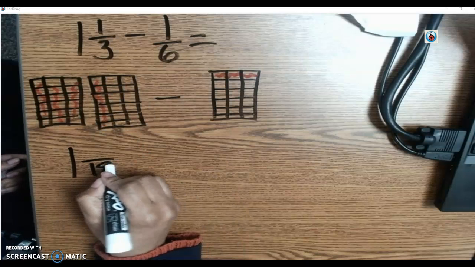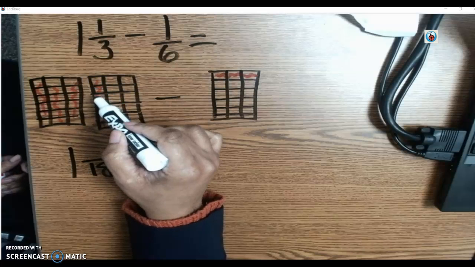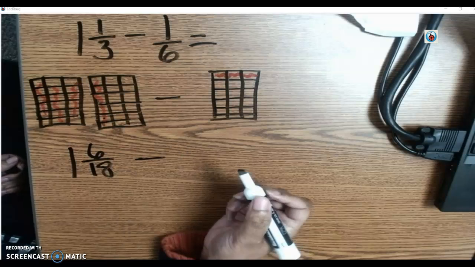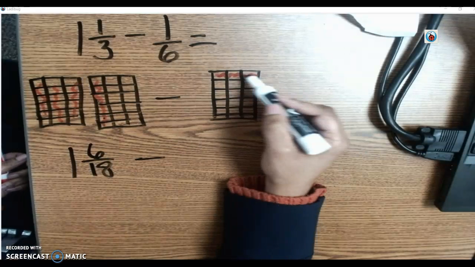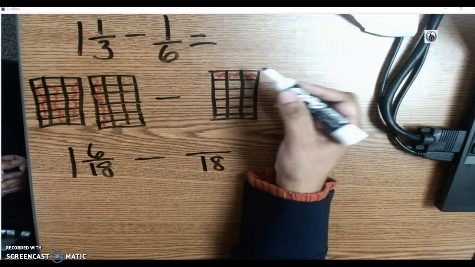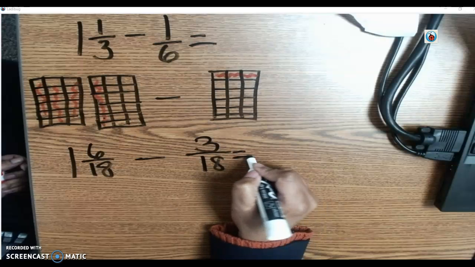3 times 6 is 18. And then we just count. How many are shaded? 1, 2, 3, 4, 5, 6. Minus 3 across, 6 down. That's going to be 18 as well. 3 times 6 is 18. And we have 1, 2, 3. And now we can solve.